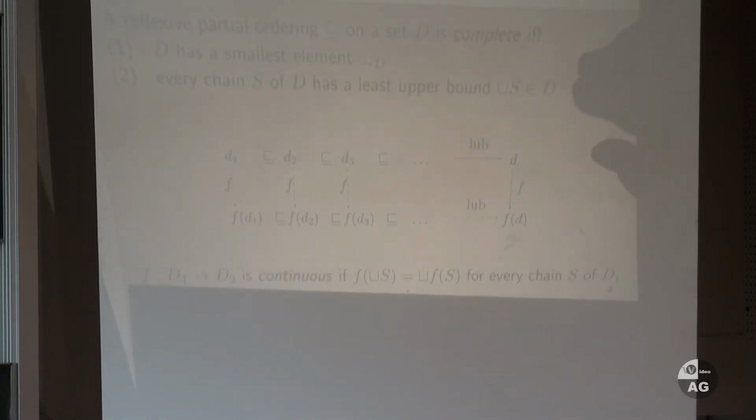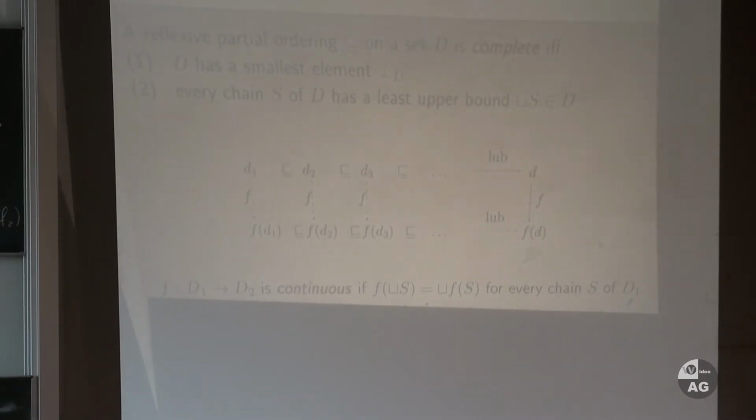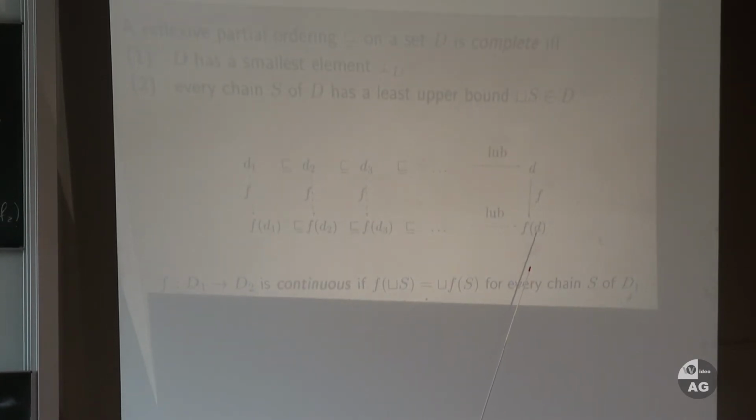And so if f is continuous, then the following must hold. If I want to know how f behaves on the least upper bound of a chain, well, then this should be computable from f's behavior on all the chain elements. So if I know what f does on d1, on d2, and d3, from this I should be able to infer what f will do on the least upper bound of the chain.